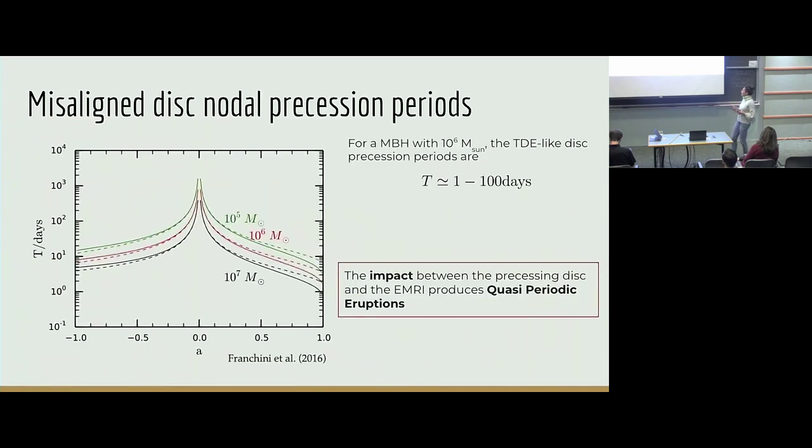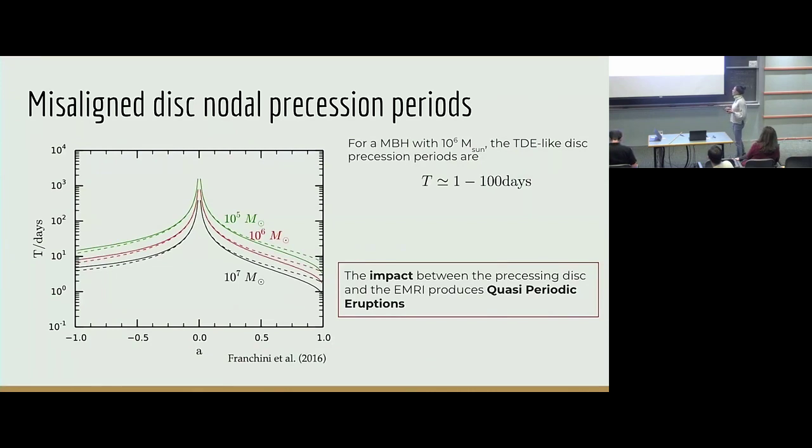So we went back to my very old paper on the rigid precession of TDE-like disks. And so you can see that it is a function of the spin of the black hole. We include also retrograde orbits. The periods that you expect are between 1 to 100 days for a 10^6 solar masses black hole. They are even longer for a 10^5 and so on. And the dependence on the disk mass is given by the fact that the lower the mass of the disk, the more radially extended is the disk, and so the slower it precesses.